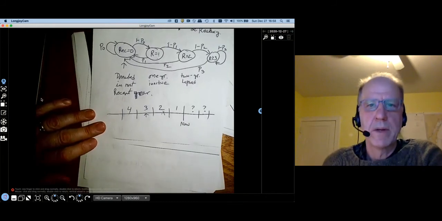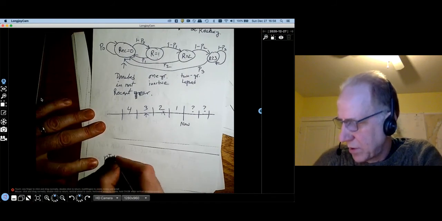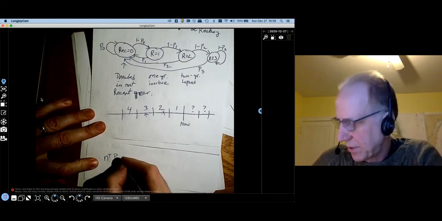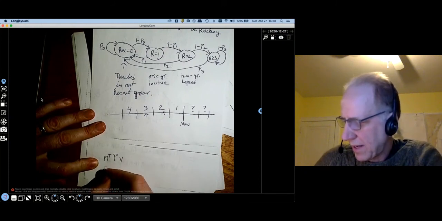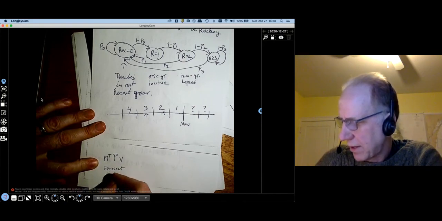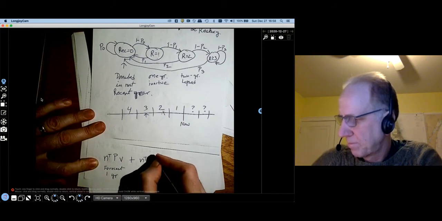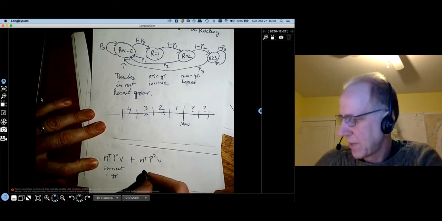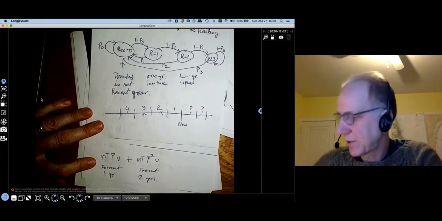So if we think about how we're going to answer this, I would take the number of customers times my transition matrix times the value vector. This will be the forecast for 1 year out, plus n transpose p squared times v. This is going to be the forecast 2 years into the future. And this should give me my answer.